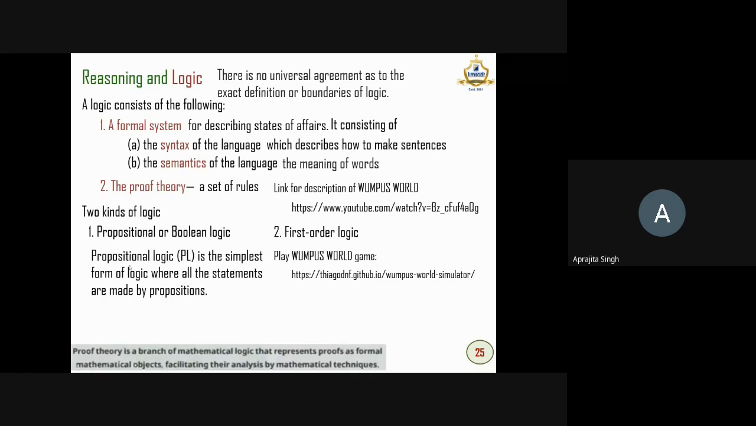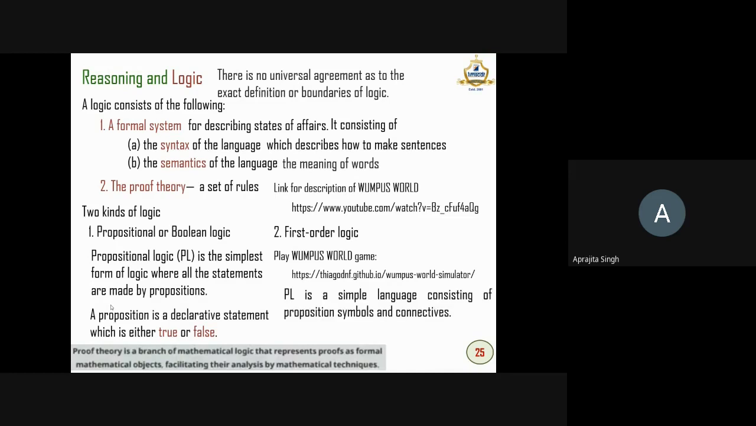Propositional logic is the simplest form of logic, where all statements are made up of propositions. A proposition is a declarative statement which is either true or false. So any proposition will be either true or false; there is no 'don't know' or 'not sure' type of answer. There is a true or false answer to it.